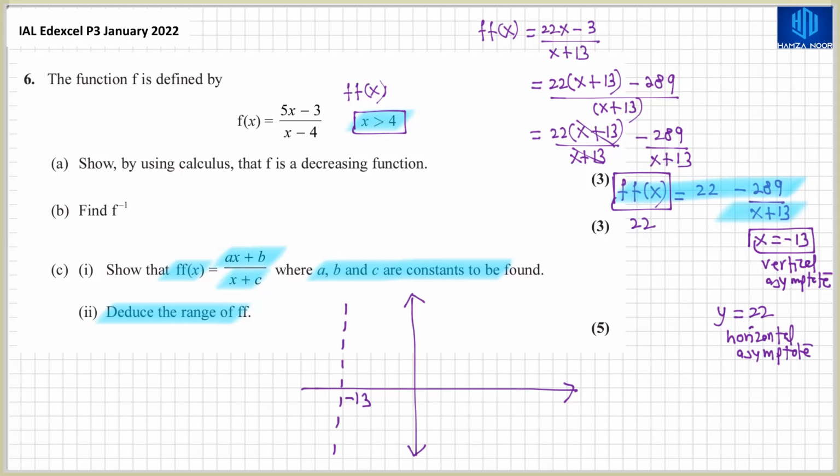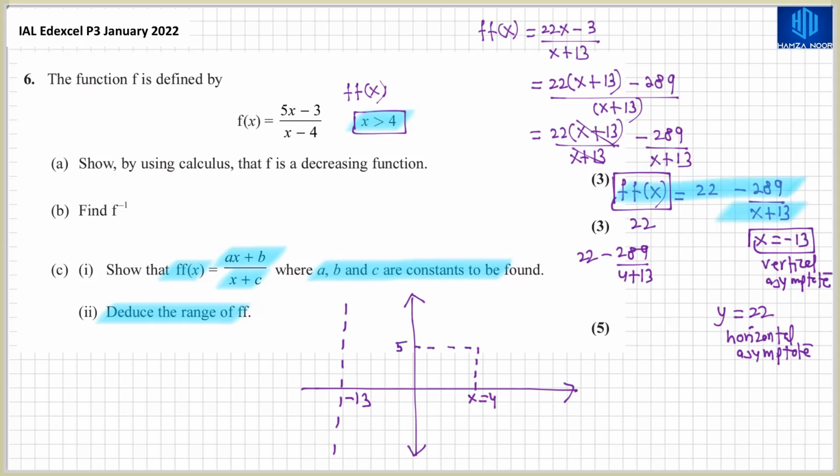So what we are interested in is finding the output of the function when x equals 4. So what would be the output over here? Put x equals 4 into the composed function: 22 minus 289 divided by 4 plus 13. How much is this? This is 5. The output is 5 over here.